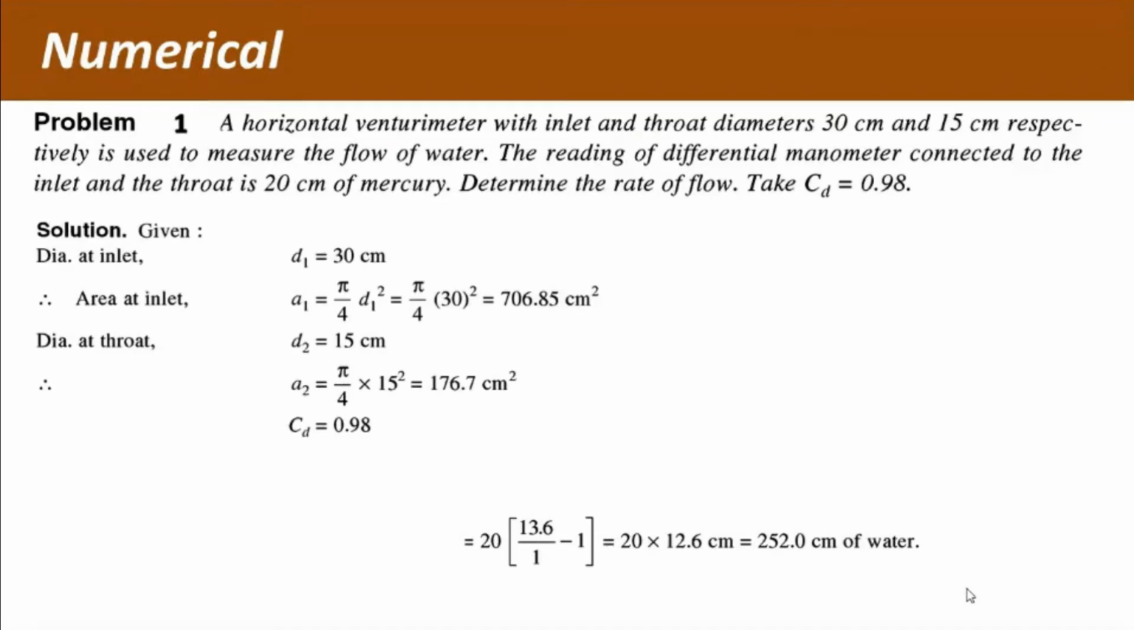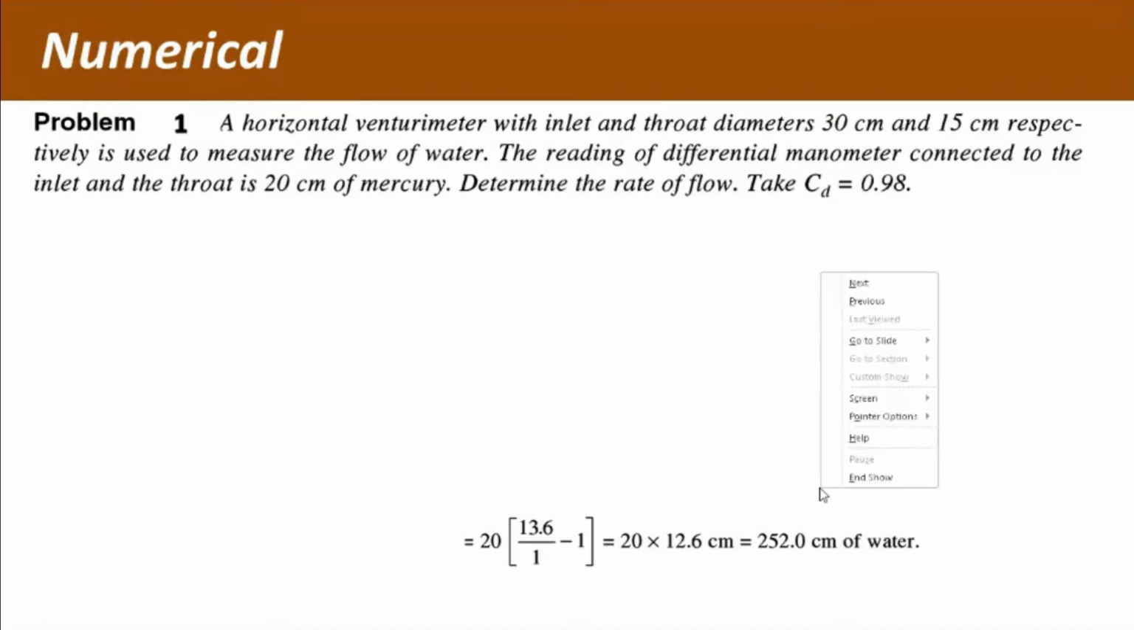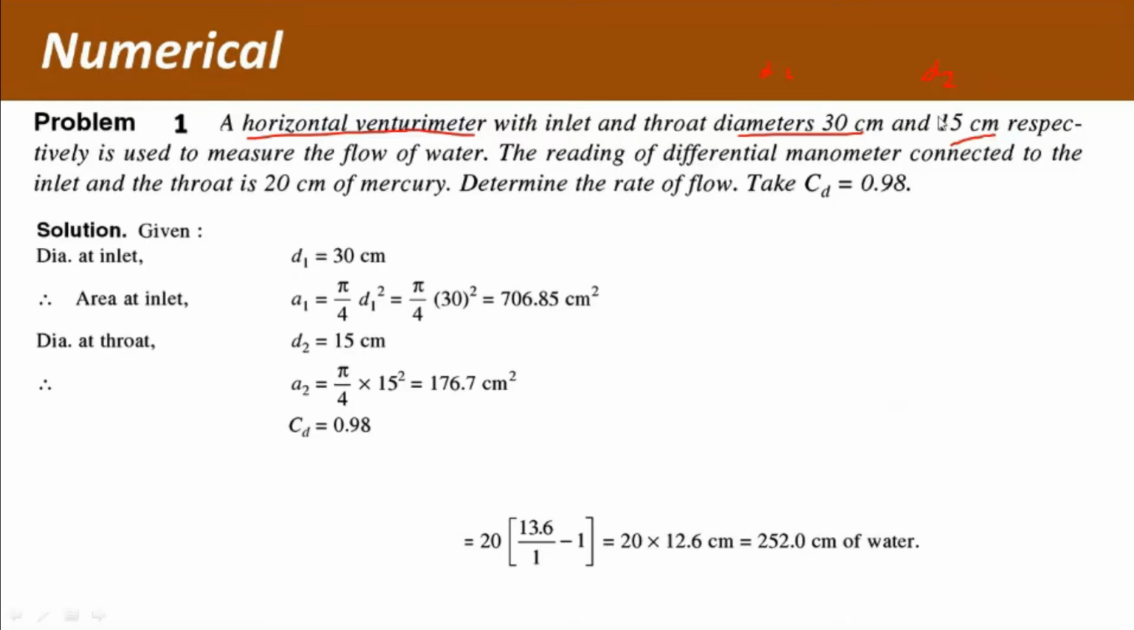Okay, so what is given? First of all, you are supposed to focus on the condition. Which type of manometer? It is a horizontal manometer. Okay, so remember, यहाँ पे horizontal manometer दिया है. After that, the inlet and throat diameters. This will be inlet diameter D1, and we will say this is throat diameter D2. These are 15 centimeter and 30 centimeter. That means 0.3 meter and 0.15 meter.